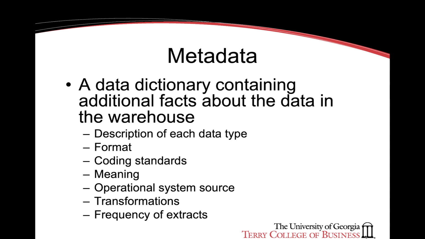Metadata has to do with data about the data in the data warehouse. Metadata typically is the data dictionary that contains additional facts about the data, such as the description of the data type, the format of the data, what it means, any transformations that were performed on the data, when this data was extracted, and which system this data is coming from. Metadata allows an analyst to look at the data and determine the validity of the source of this data before they perform any sort of analysis and subsequently make a decision.